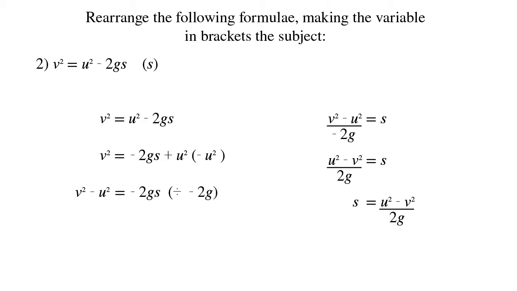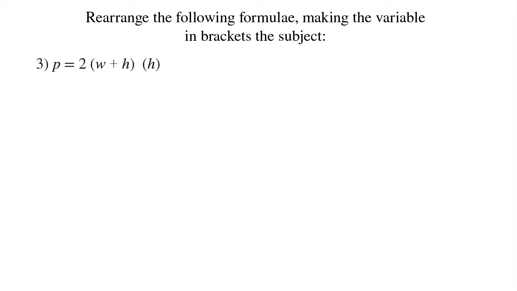And, as in the first example, we rearrange the sides so that our subject s is on the left hand side. Finally, we have the formula p equals 2, brackets w plus h, and we want to make h the subject. One of the ways to do this is to multiply out or expand the brackets. So 2 times w gives us 2w, 2 times h gives us 2h, so we now have p equals 2w plus 2h. As in example 2, I quite like to rearrange so we have the 2h term first, added to the 2w. The h term is the term we want on its own.